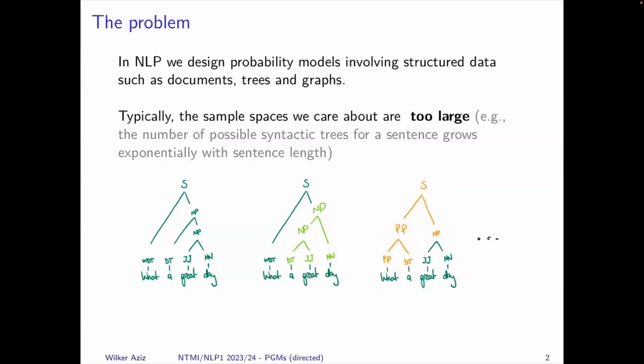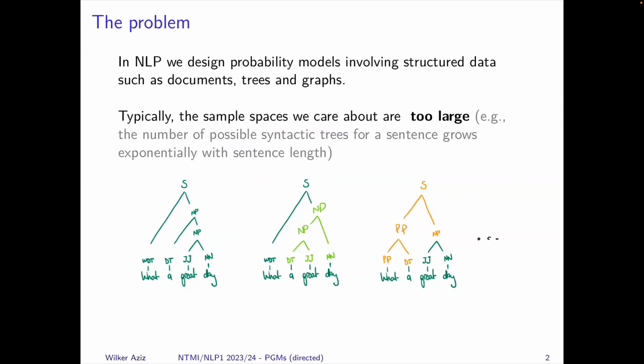All right, so what is the problem? The problem is that in NLP, we typically design probability models, models that specify or prescribe probability distributions over structured data. And examples of structured data are documents, trees, and graphs. The problem with that is that typically the sample space, so the space of all objects you would like to be able to assign probability to, is typically too large in NLP.